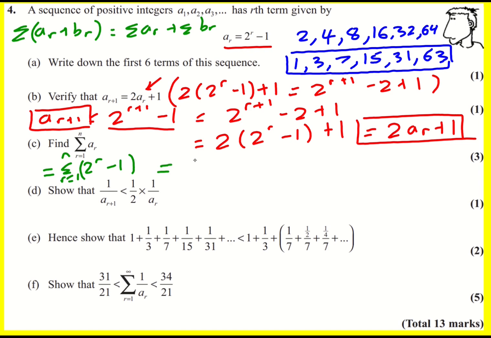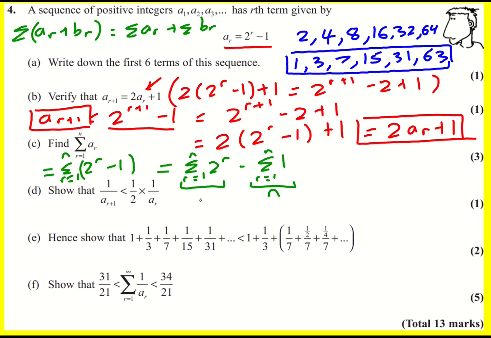So I can do the same approach here. Sum of r equals 1 to n of 2 to the r minus the sum of 1, r equals 1 to n. Now, if n was equal to 3, then it would be just 1 plus 1 plus 1. I'd get 3 as my answer. Actually, I'm adding n lots of 1 here, so I just get n.